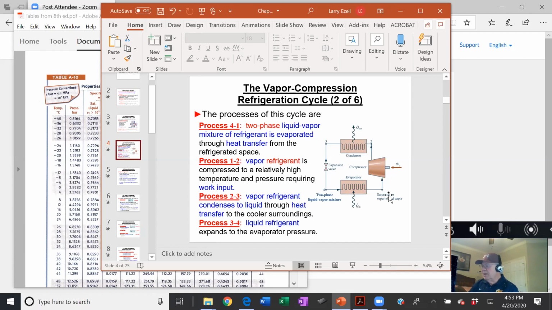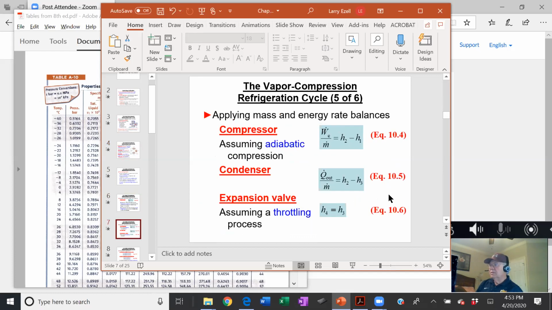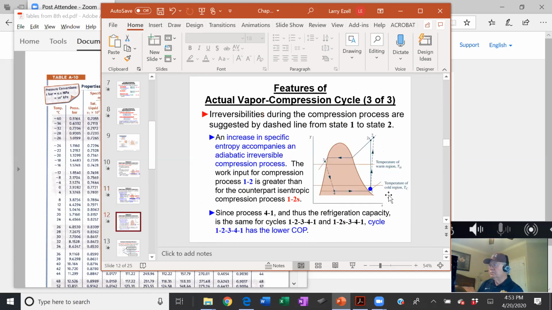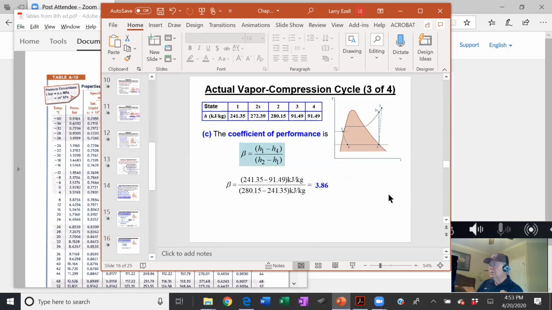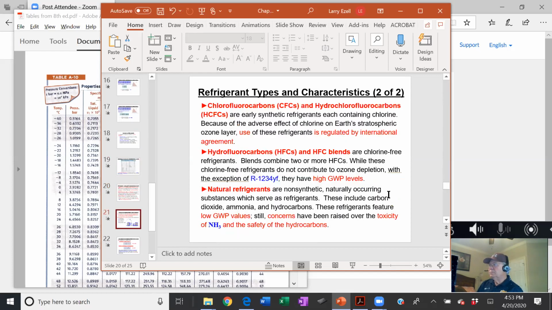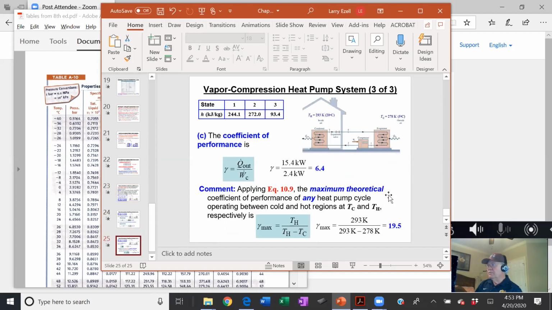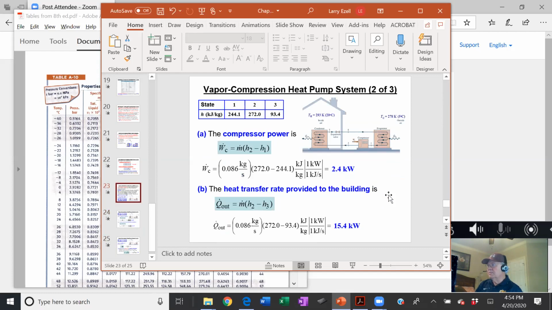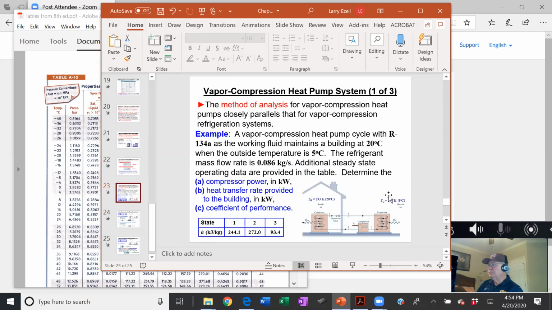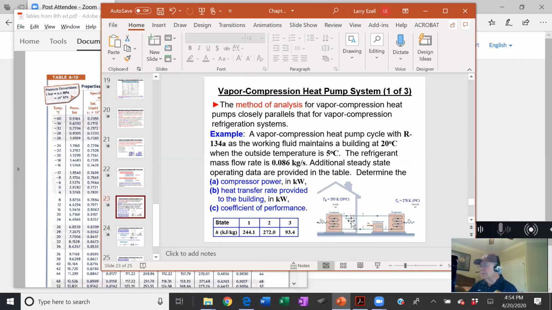Let me go to the heat pump. They draw it a little different here. I wish they had used the same circuit. They don't. All right, let's see if we can blow this up.